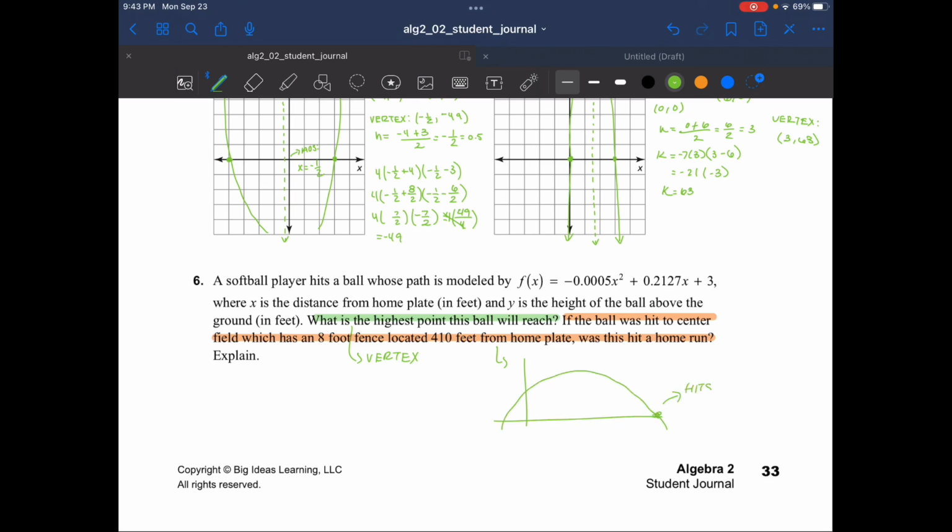So this is where it hits the ground. And I want you to tell me, does it pass the 400 feet mark and does it pass the 8-foot mark? So will it make it over the fence and will it make it across the 410-foot barrier?